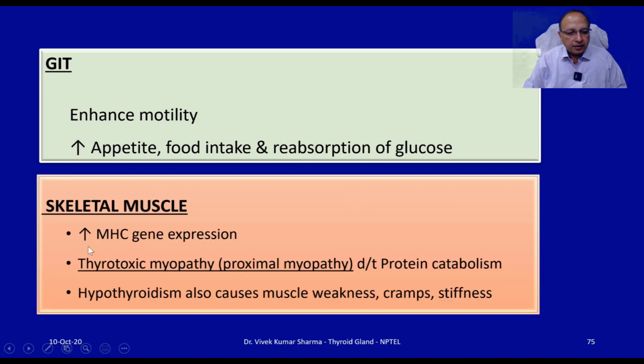In the skeletal muscle, it again causes gene expression changes. It increases the MHC gene expression. So the characteristic thing is that when hyperthyroidism is there, there is thyrotoxic myopathy. That is the proximal myopathy. It occurs due to increased negative nitrogen balance, protein catabolism. And on the other hand, hypothyroidism will also cause muscle weakness, cramps and stiffness.